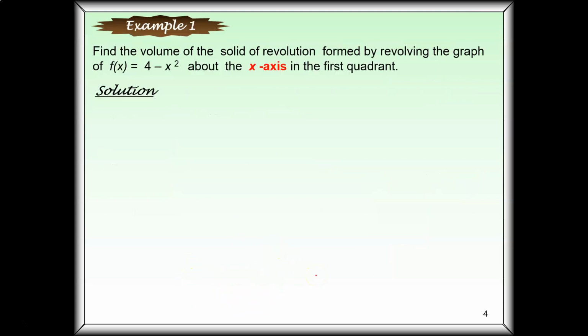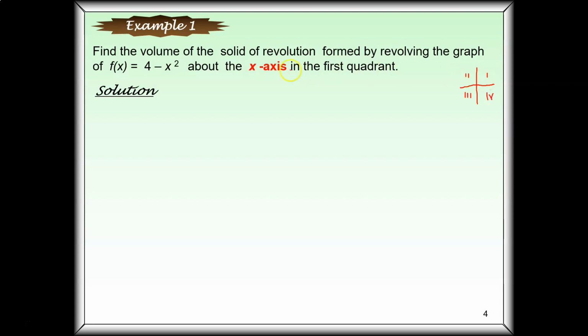So let's see the first example. Find the volume of the solid of revolution formed by revolving the graph of f(x) equals 4 minus x squared about the x-axis in the first quadrant. We can ignore the first quadrant, because first quadrant means, when we do trigonometry, this is first, this is second, this is third, this is fourth.